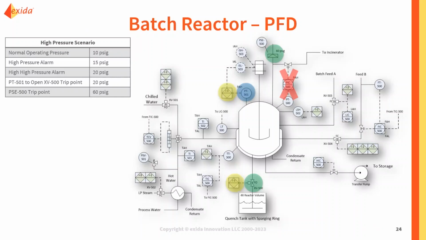So this is our high pressure scenario, and this is the same one that we walked through in part 1 of the webinar. We walked through the PHA, we walked through the LOPA, SIL selection for this SIF, and the SRS, where we're defining requirements to model this SIF. It's a really simple SIF where you basically have one pressure transmitter that lifts at 20 psig and opens a valve to the quench tank.